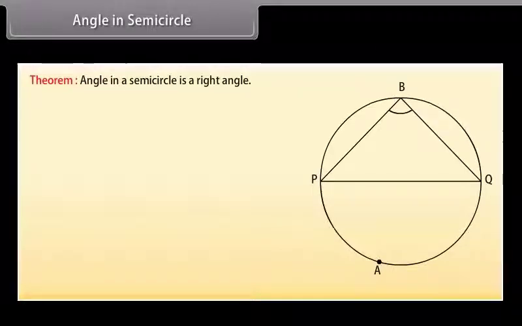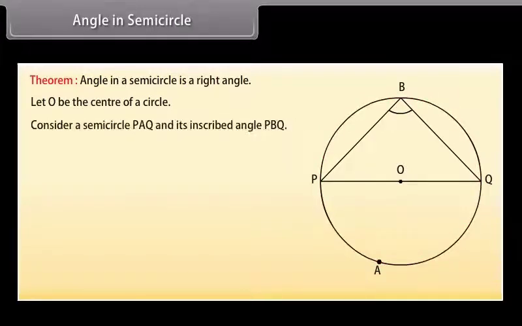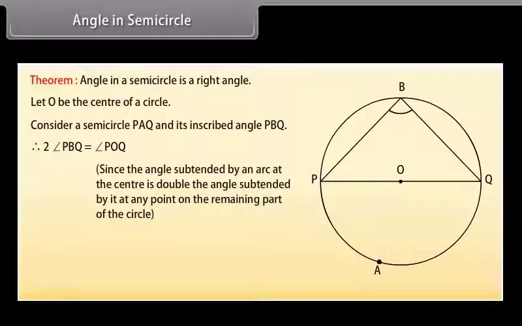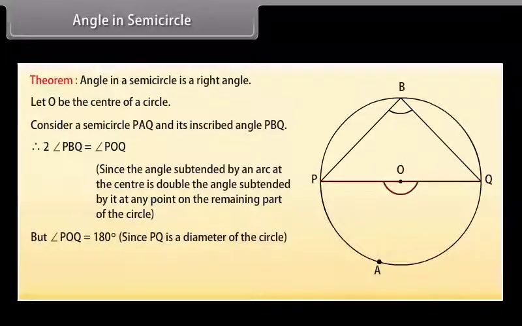Angle in a semicircle. Theorem: Angle in a semicircle is a right angle. Let O be the center of a circle. Consider a semicircle PAQ and its inscribed angle PBQ. Therefore, 2 angle PBQ is equal to angle POQ, because we know that the angle subtended by an arc at the center is double the angle subtended by it at any point on the remaining part of the circle. But angle POQ is 180 degrees because PQ is a diameter of the circle. 2 angle PBQ is equal to 180 degrees. Therefore, angle PBQ is 90 degrees.